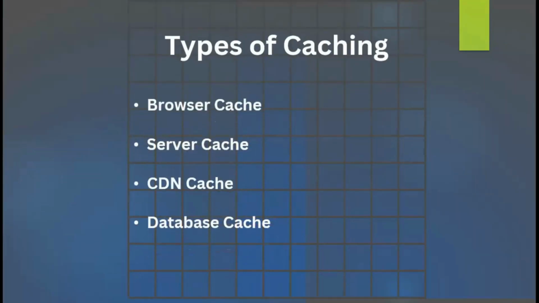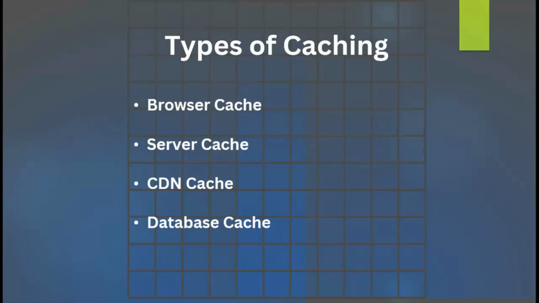Types of caching. Types of caching are browser cache. Browser cache is a mechanism used by web browsers to store copies of web pages, images, and other web content on a user's local device. Server caching. Server caching is a vital technique employed to enhance the performance and efficiency of web servers.